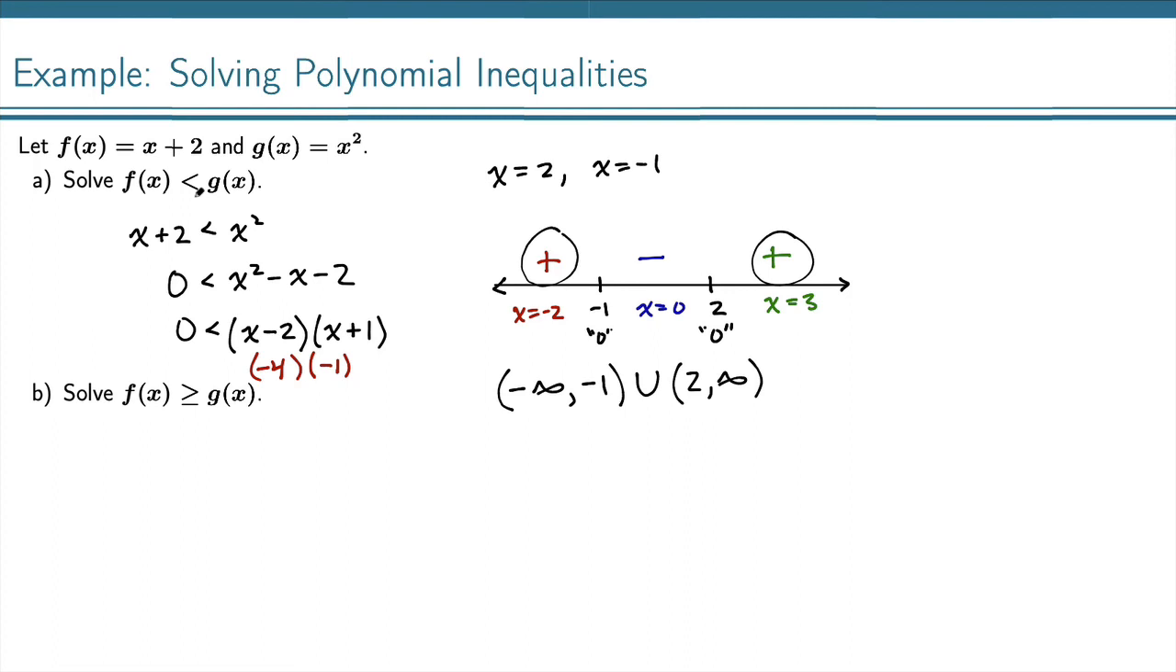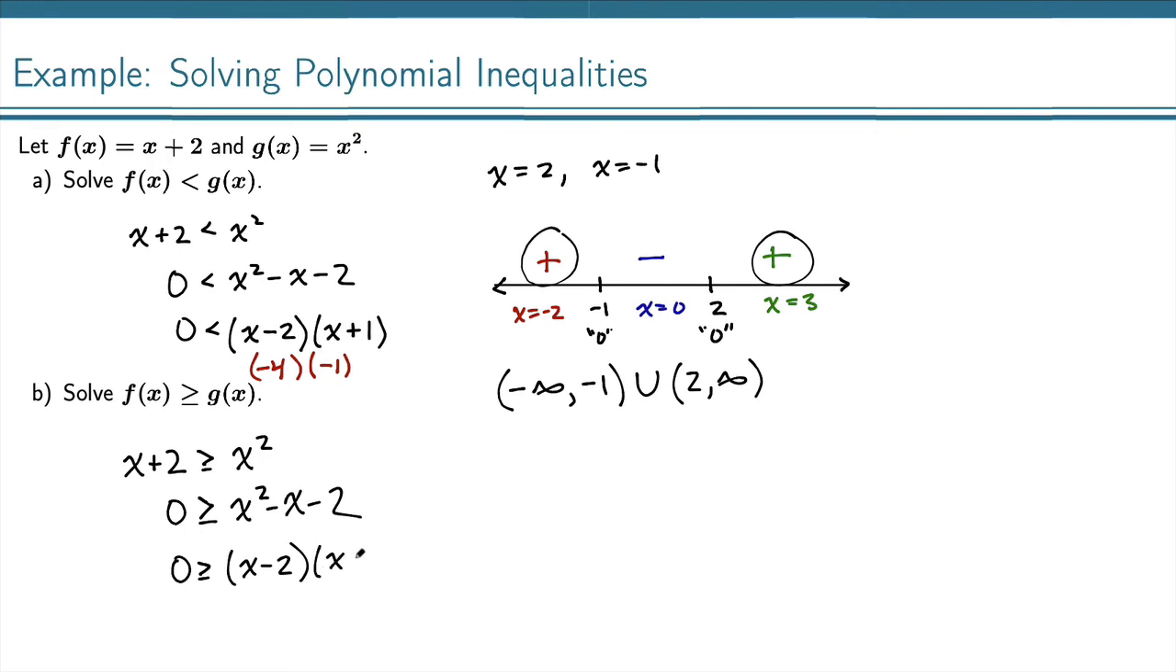Let's go ahead and look at this second one here, solve f of x greater than or equal to g of x. Now we've done the bulk of the work here because we've already gone through all of this work, and the only thing that's different is the inequality is in a different direction, and it includes the equals. I'm going to go ahead and write it out real quick just so that we can see that. So we'd have our f of x, which is x plus 2, greater than or equal to g of x, which is x squared. And again, if you move everything to the right side, you get 0 greater than or equal to x squared minus x minus 2. And again, that factors.